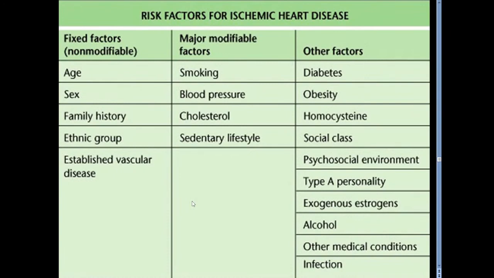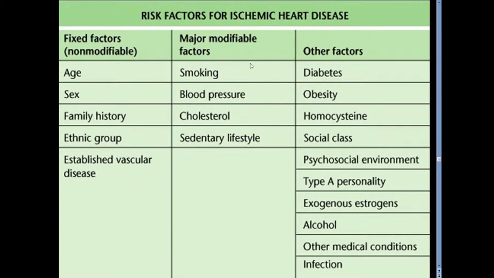So, what are the risk factors for ischemic heart disease? I think you know them well. What are the fixed, non-modifiable factors? Age, sure. Sex. What does sex mean? Male and female. So males are more prone to it. Family history, ethnic group, and already established vascular disease, for example, peripheral vascular disease.